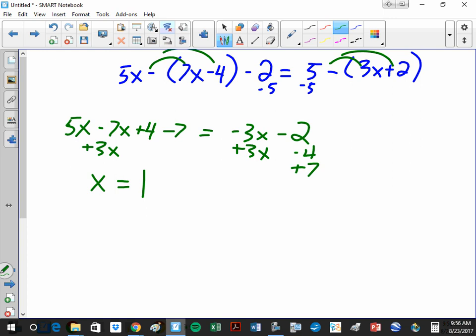Now, if it's a simple algebraic solve problem, you should never get the wrong answer, because you can always plug it back in and check. So plug 1 in there, I get 5 minus 7 minus 4 is 3, but it's a negative, so it's negative 3, minus 2 equals 5 minus 5. And I get 5 minus 3 minus 2 is 0, and 5 minus 5 is 0. Does 0 equal 0? Yes. So I either did it right or I made 2 mistakes that worked themselves out. Any questions there? Now, what if there are fractions?